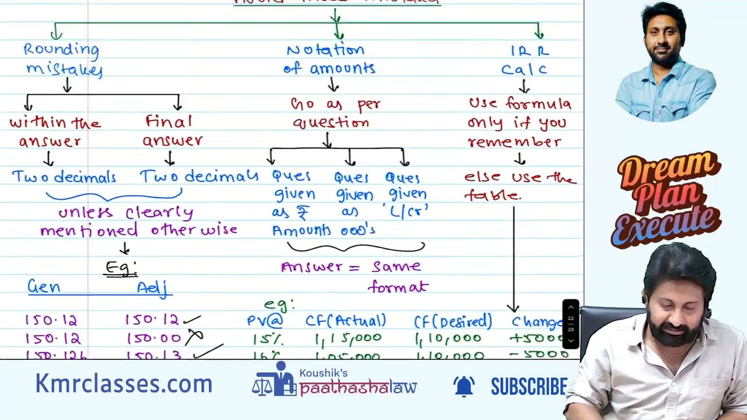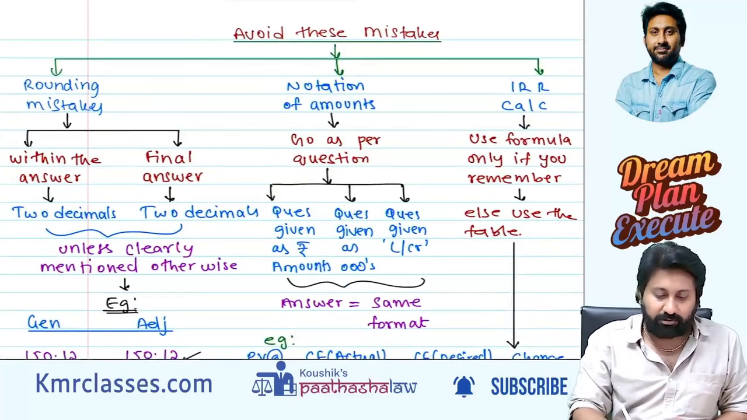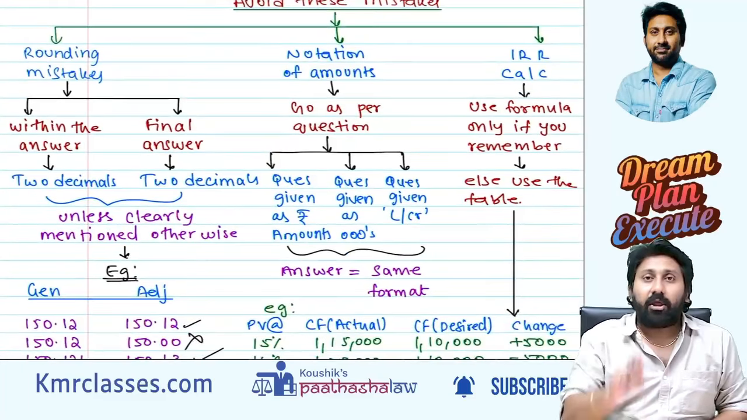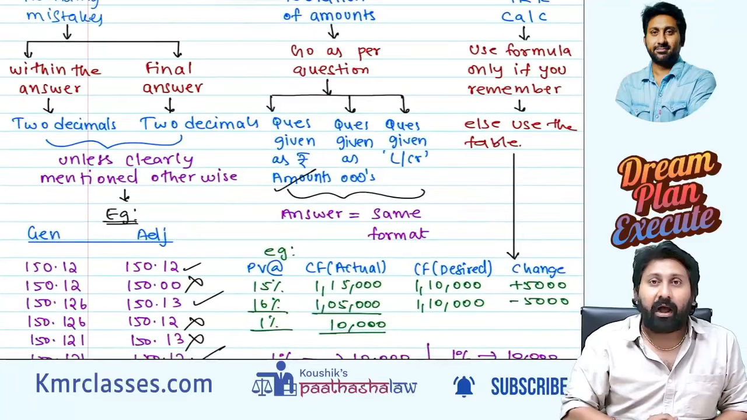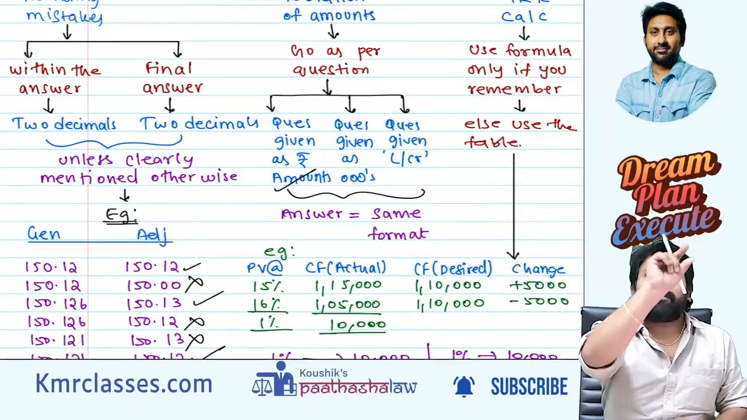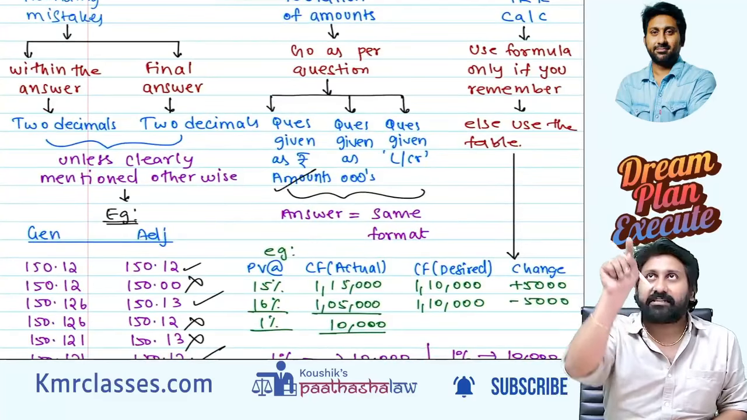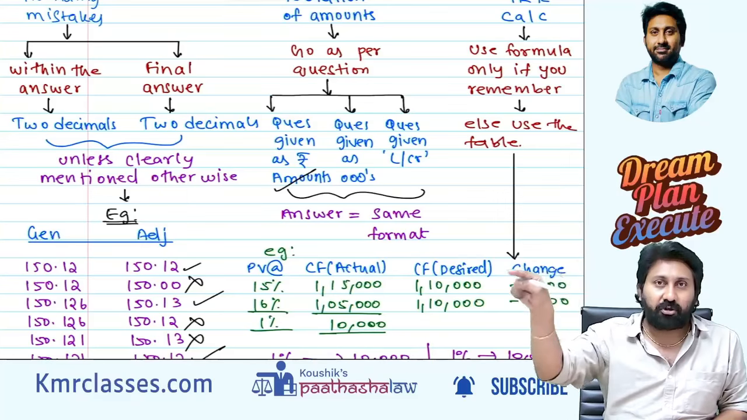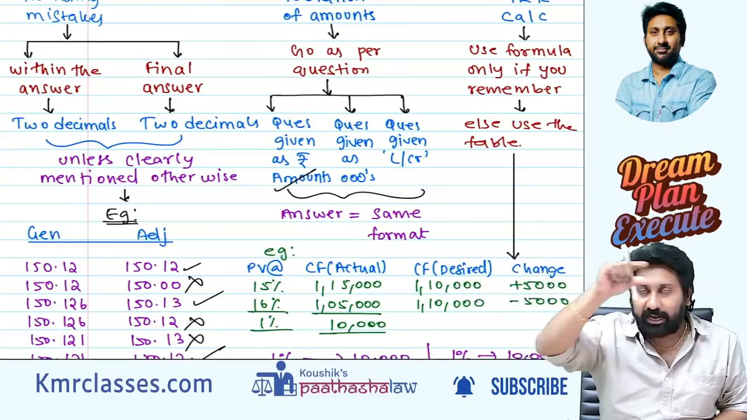Okay, next one, notation of amounts. Sir, what is this? Listen, notation of amounts means in the question they have given amounts, that's all. For example, they have given a question on a small missing figures balance sheet. They have given assets rupees 1,34,000. Okay, plant and machinery 1,23,250. Like that they have given.